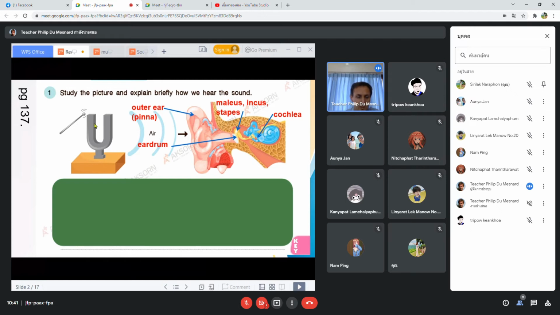So first, we make the sound. You can use the piano, you can use the drum, you can use the guitar, and in this case, we have a pitchfork. And then the sound goes through the air. It's the vibration of the sound waves that go through the air.